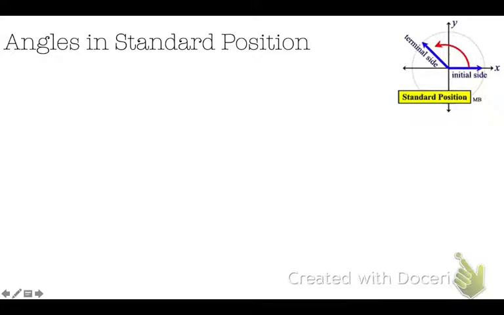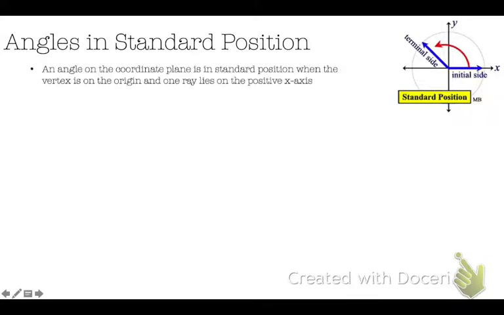So when we talk about standard position, that means that one angle is on the x-axis, the positive x-axis, and the vertex is on the origin. So if you look at this picture up here, this would be a good picture to draw. The initial side always has to be right here. It always has to be on the positive x-axis, and we have to be going from the origin. But then the terminal side could be anywhere.